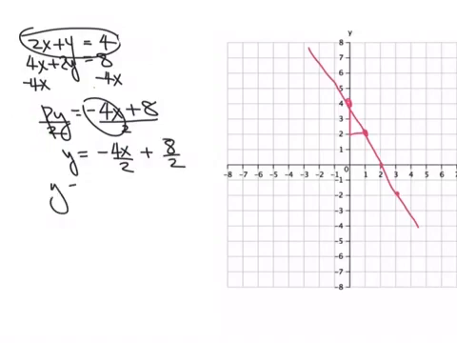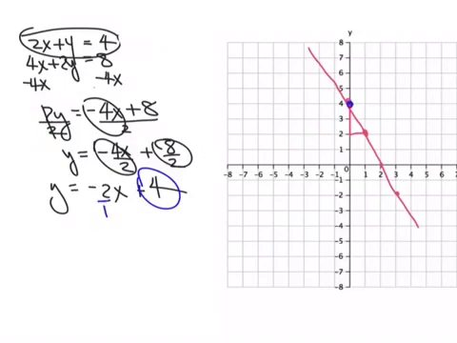Okay, sorry, I'm getting a little monotone, aren't I? Negative 4 over 2 is negative 2, and 8 over 2 is 4. So let's graph that. Y-intercept at 4. They share the same y-intercept. This says negative 2 over 1, so go down 2 over 1, down 2 over 1.